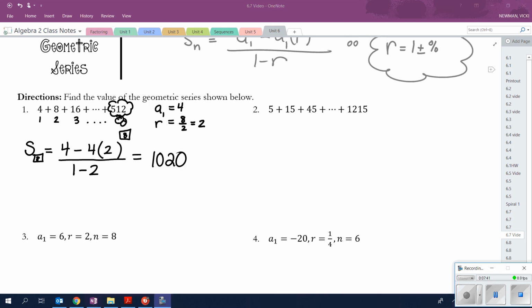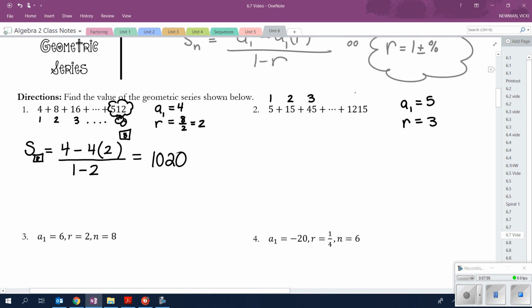Agree? Okay. So same thing in number 2. First term is 5. Second term is 15. Third term is 45. So we know A1 is 5. What's R? 3.